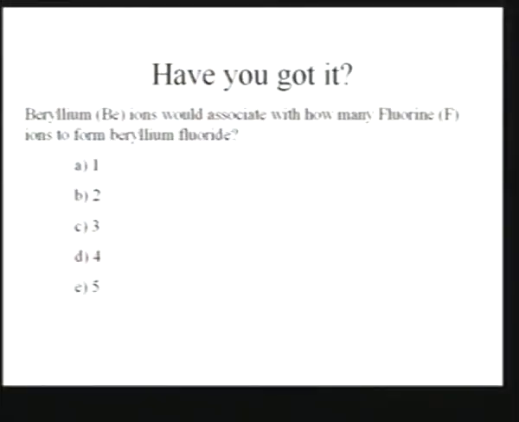There's the question. Beryllium ions would associate with how many fluorines to produce the compound beryllium fluoride? It's a salt. Okay? What I suggest you do is figure out the electron configuration of beryllium, figure out the electron configuration of fluorine, and that will tell you the answer, basically. It'll also tell you how many bonds are going to form.